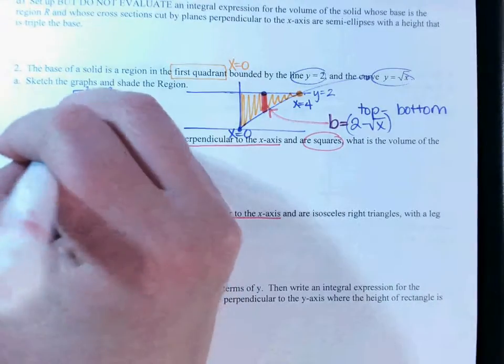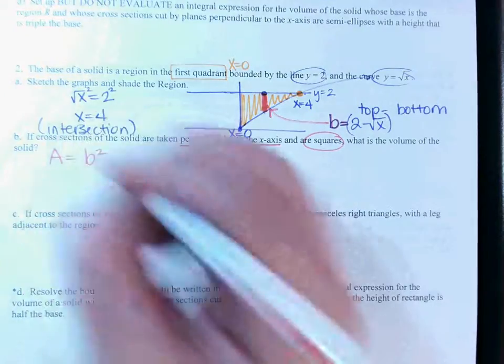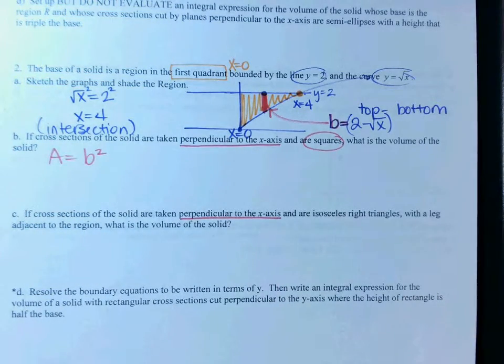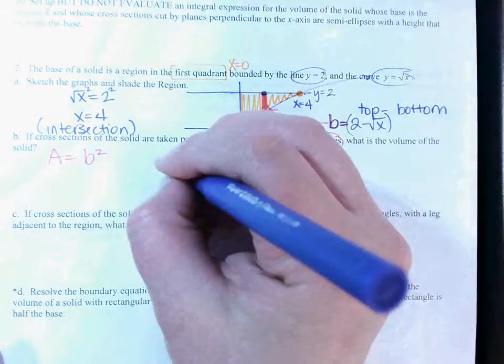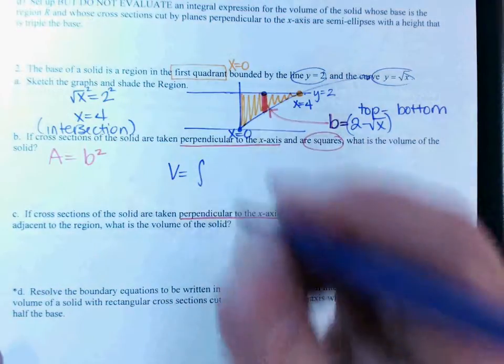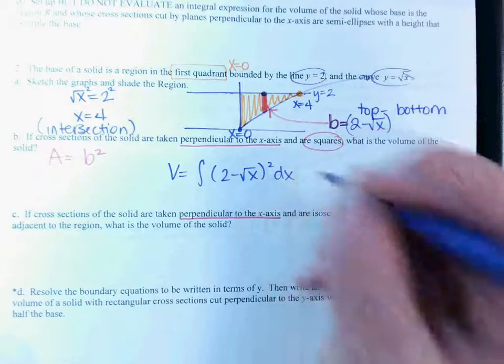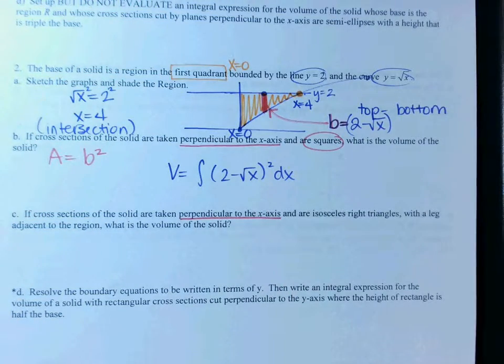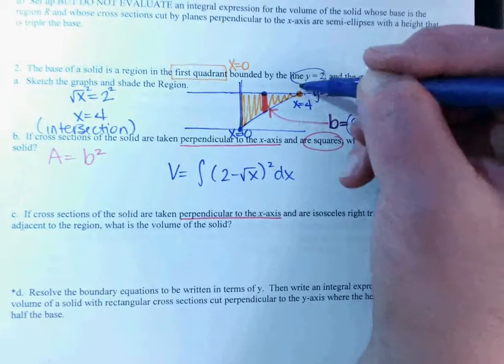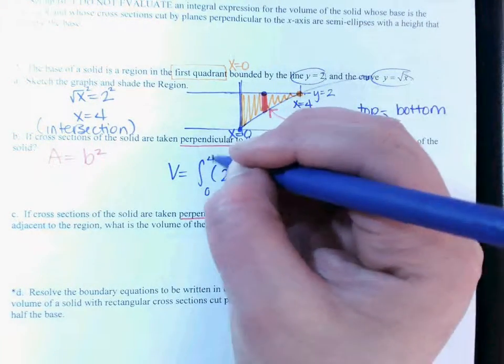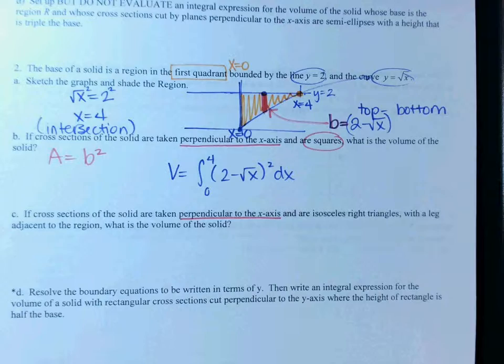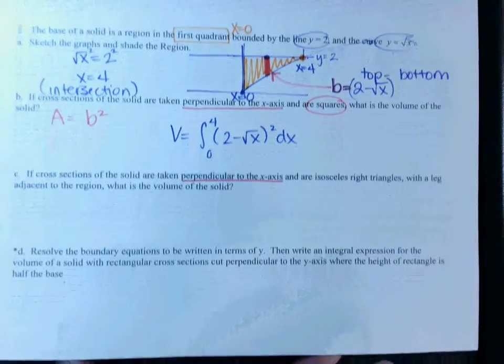Part B says to set up the volume of the solid if they're squares. So remember that the area of a square is b squared. Then remember that that means that the volume is the integral of b squared, where b is 2 minus square root x, squared, dx. Also remember that your endpoints need to be the endpoints of the region. So I have 0 on this side, I have 4 on this side, so 0 to 4. Go down to the next part, part C.